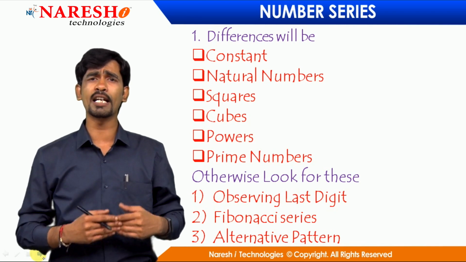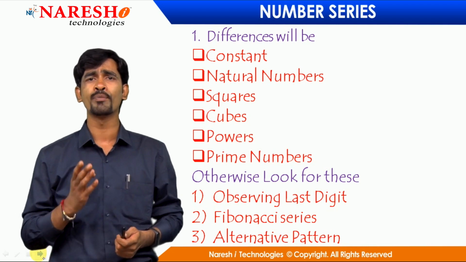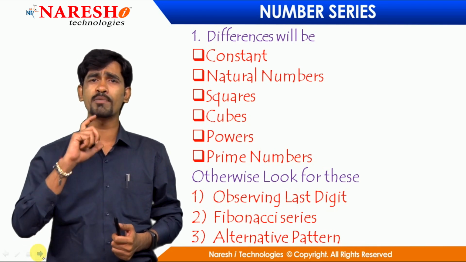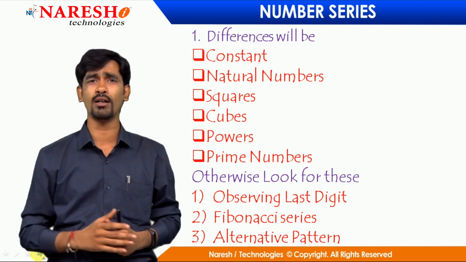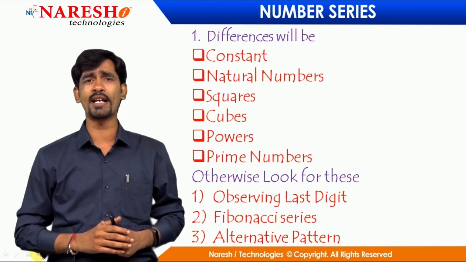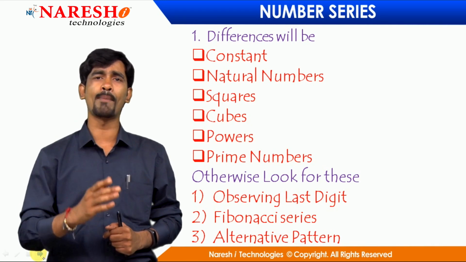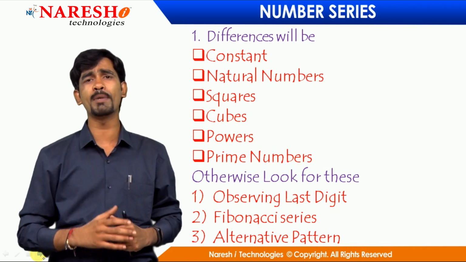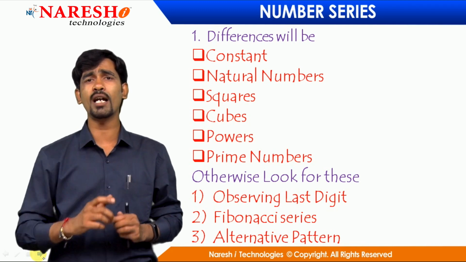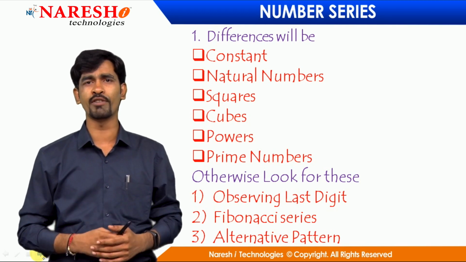Similarly, we will get different kinds of patterns, and these are the most repeated patterns which you can see on the screen. Differences may be a constant number, or natural numbers 1, 2, 3, 4 and so on, or perfect squares, or perfect cubes, or powers of 2, powers of 3 or powers of 4, or prime numbers. These are the standard patterns. If you can remember this, you will feel very comfortable proceeding to the questions.